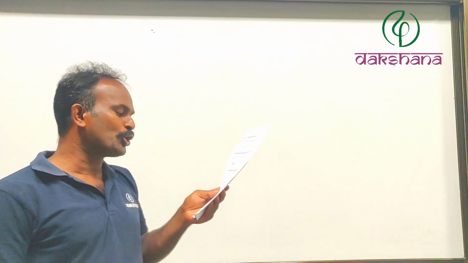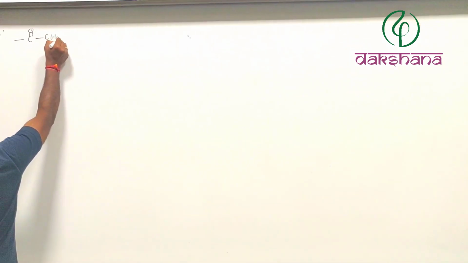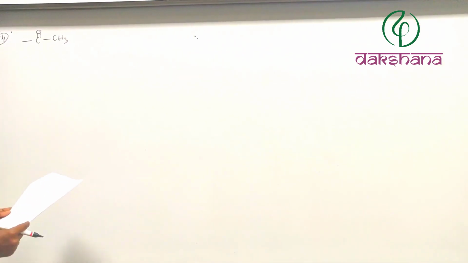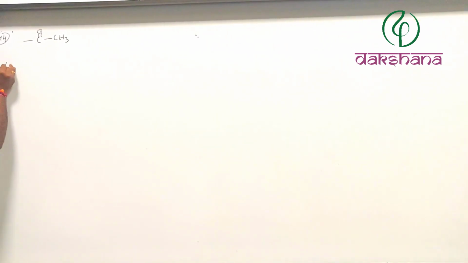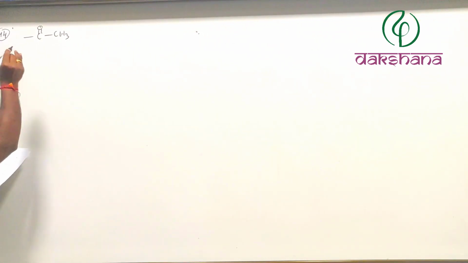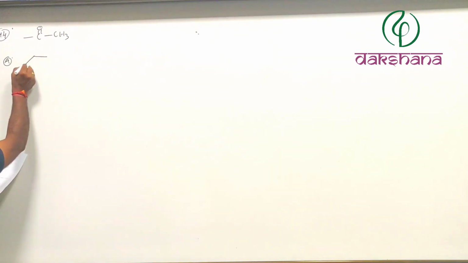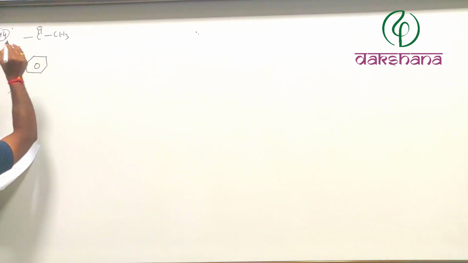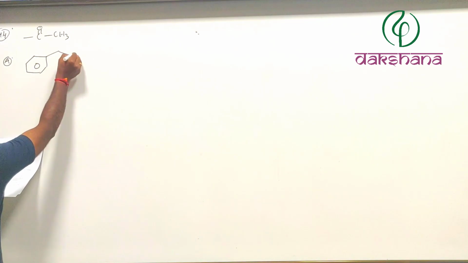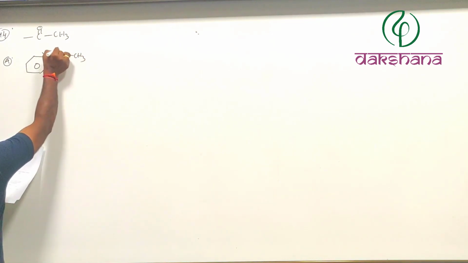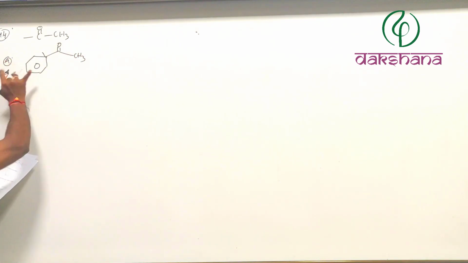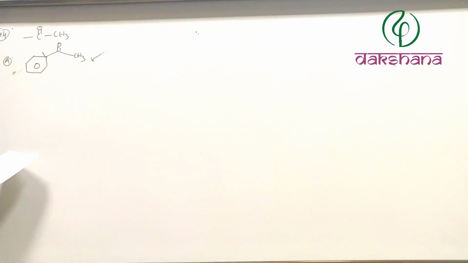Next, question number 44. Which of the following is incapable of showing the iodoform test? Whenever a compound shows the iodoform test, it must contain C double bond O CH3. In option A, it definitely has C double bond O CH3, and option A is having the C double bond O CH3 group.